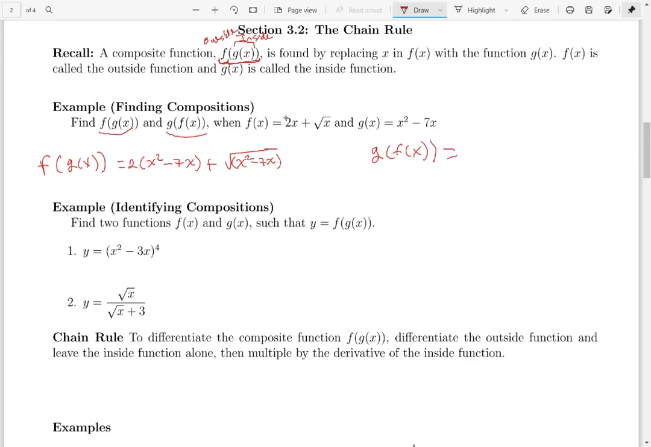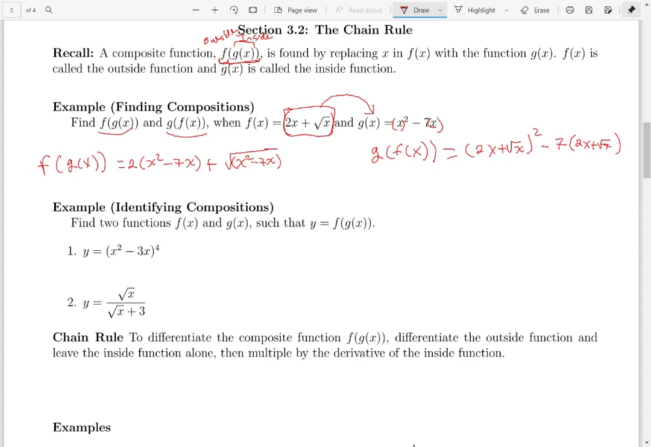For g of f of x, this time we take the entire f function and plug it into the g function. Everywhere we see x, we put parentheses around it and replace it with the f function. So g of f of x is going to be, in parentheses, 2x plus square root of x, quantity squared, minus 7 times 2x plus root x. Once again we could simplify this, but since we're just making sure we can do compositions, I'm not going to worry about the simplification here.